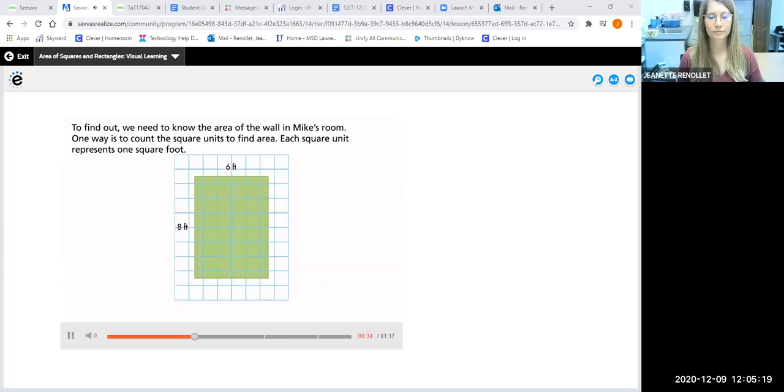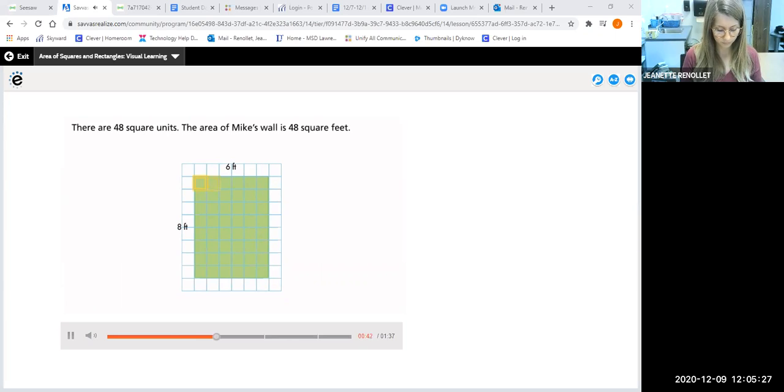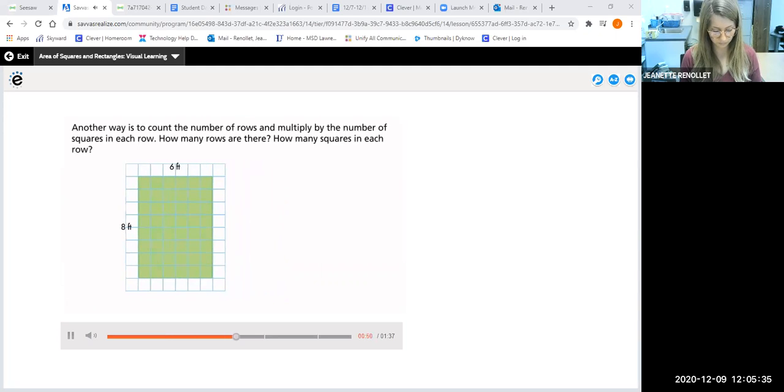One way is to count the square units to find area. Each square unit represents 1 square foot. There are 48 square units. The area of Mike's wall is 48 square feet. Another way is to count the number of rows and multiply by the number of squares in each row.